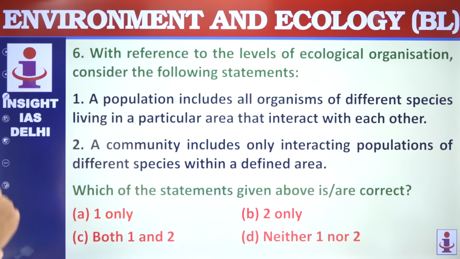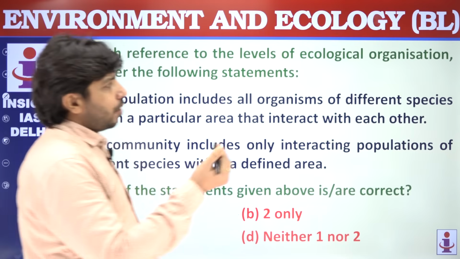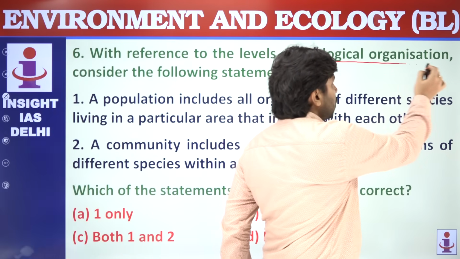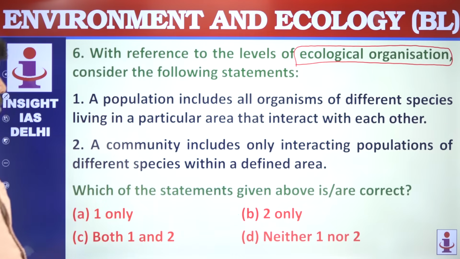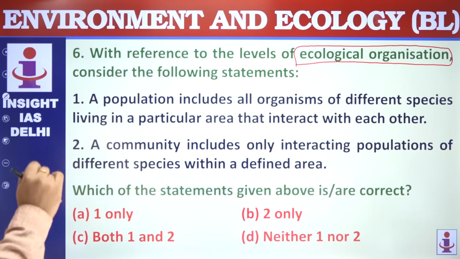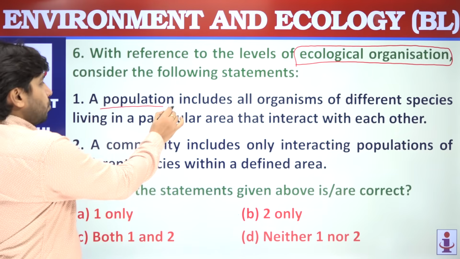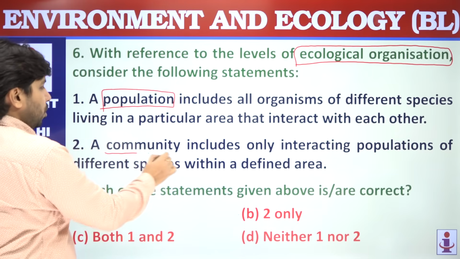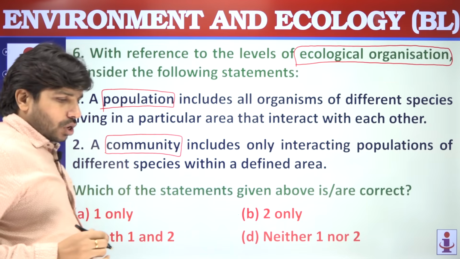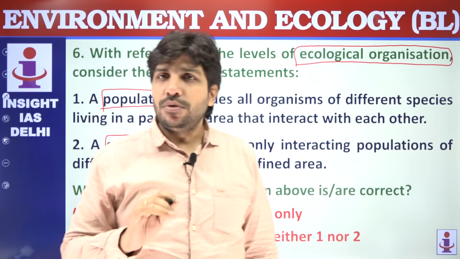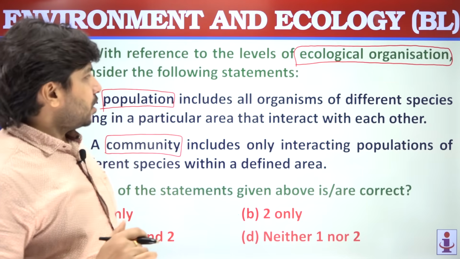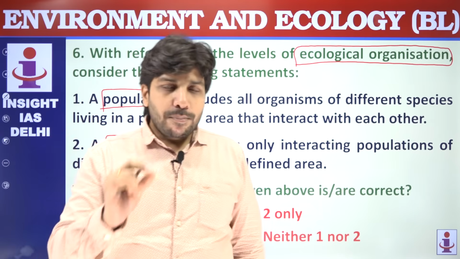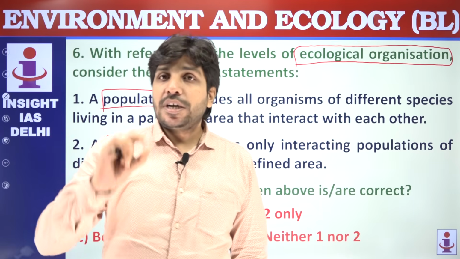This question is regarding ecological organization. One more term is being introduced, ecological organization. This statement is giving you two very good terms, population and community. What is called a population and what is called a community? What is the difference between population and community? Population is the number of individuals of a particular species.